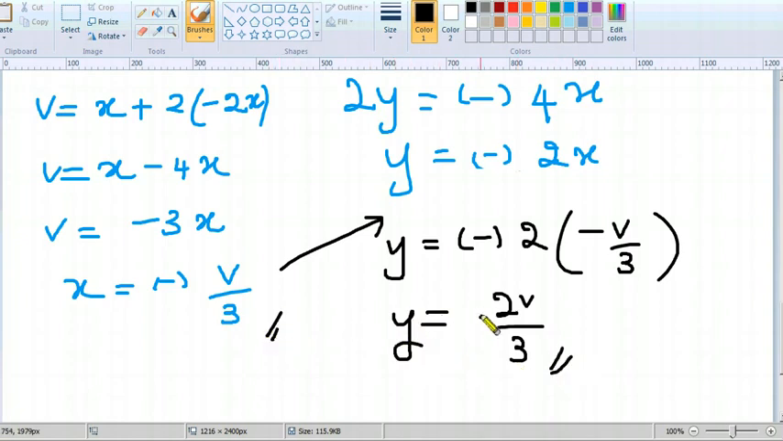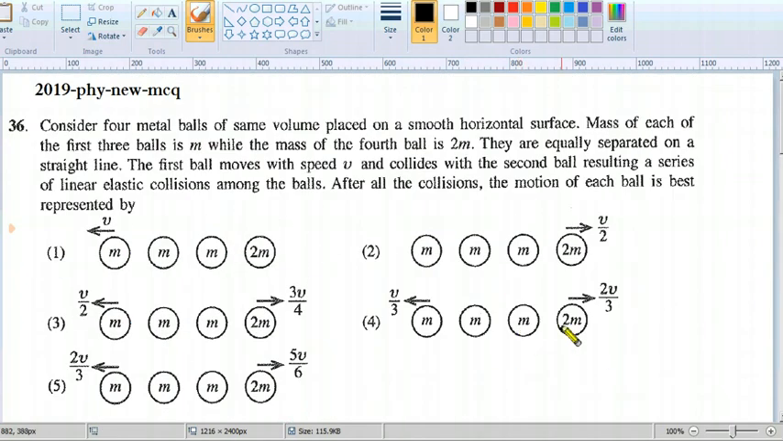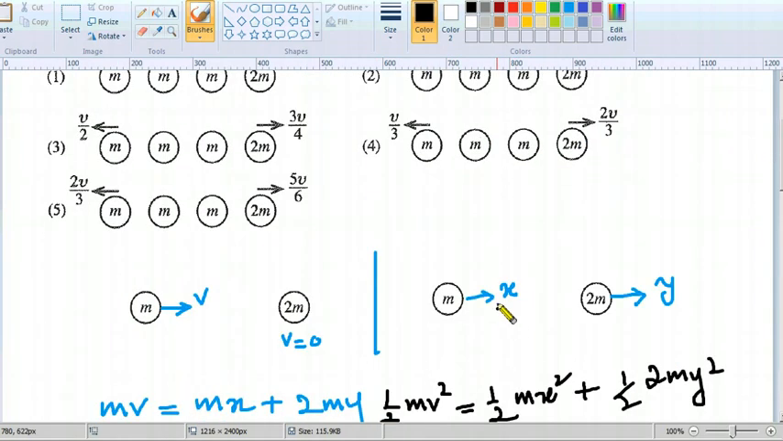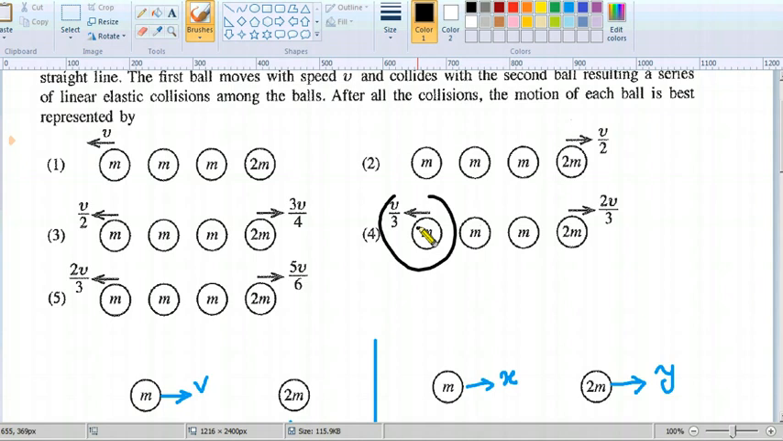So the final velocities are 2v divided by 3 for y, and for x it is v divided by 3, minus, that means to the left. So this one is correct. So children, this fourth one is the answer.